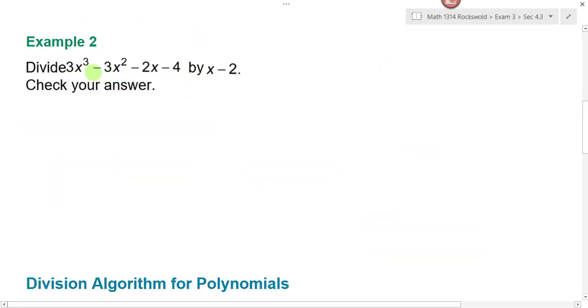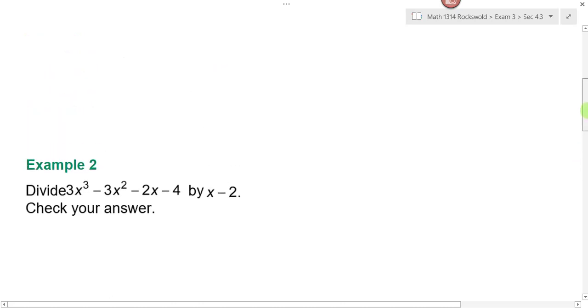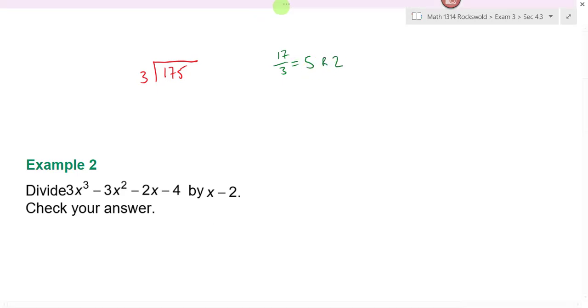In example 2, we're asked to divide a polynomial not by a monomial now, but by a binomial. Before we do this, I want to remind you how we do division just with numbers. So if I had the number 175 and I asked you to divide this by 3, we would take 3 and divide it into 17 and see that it goes how many times? So 17 divided by 3 is 5 with the remainder of 2. So we would say that this is equal to 5, and then we would multiply 5 times 3 is 15.